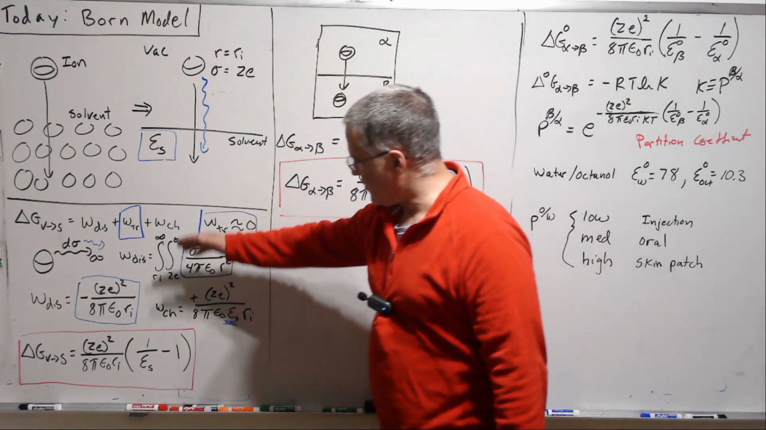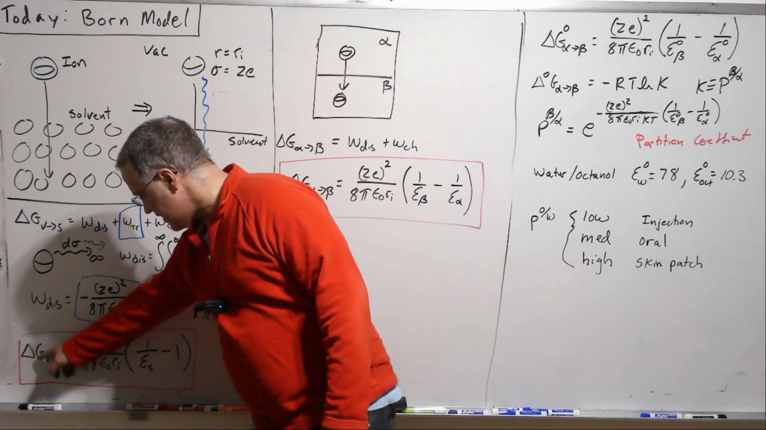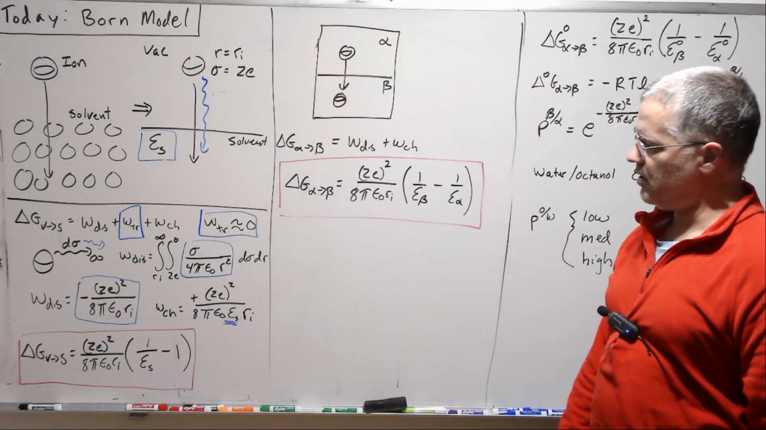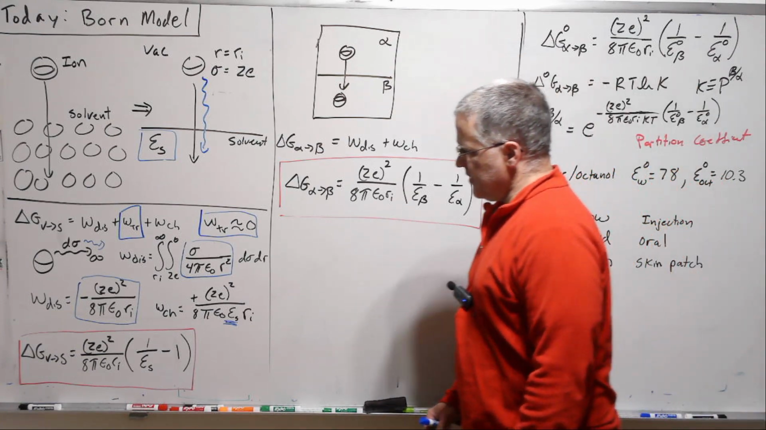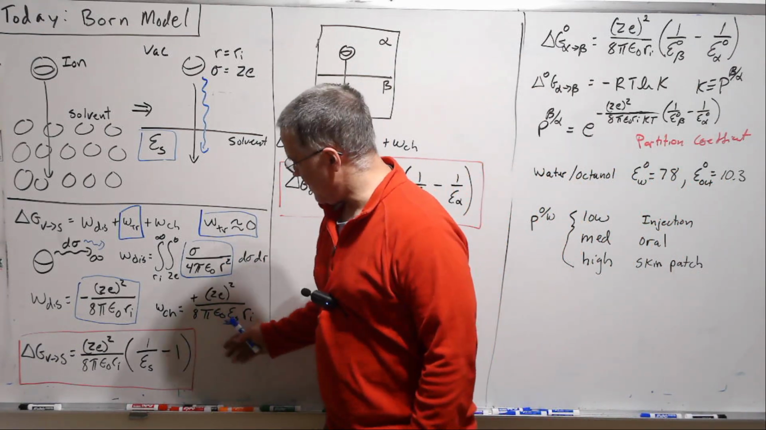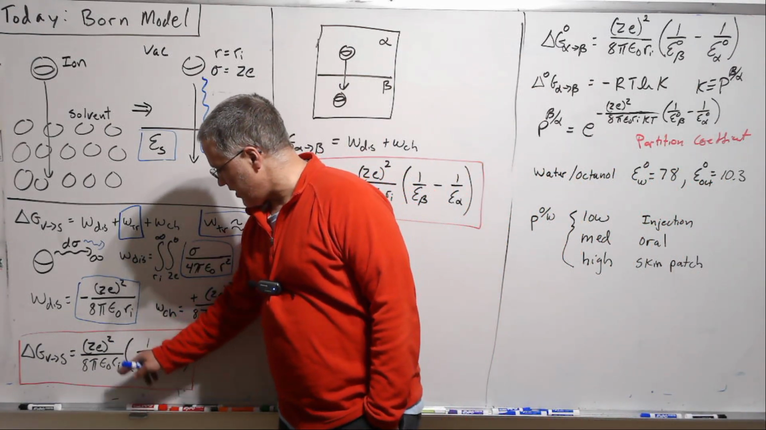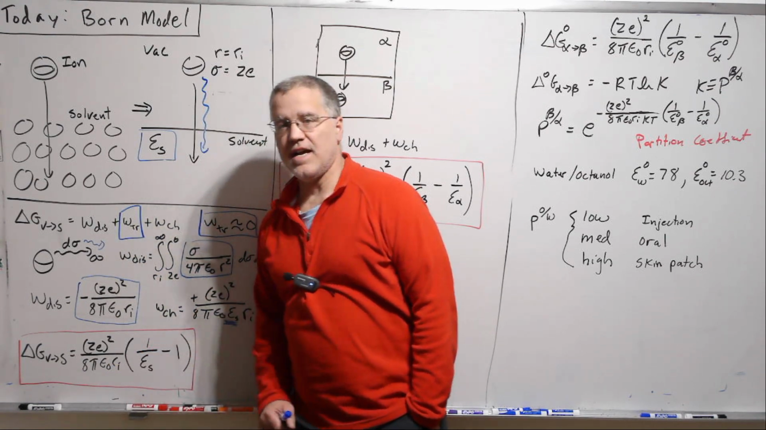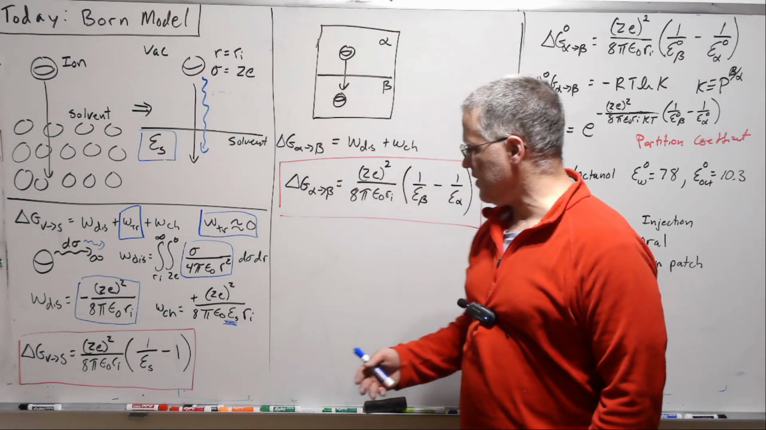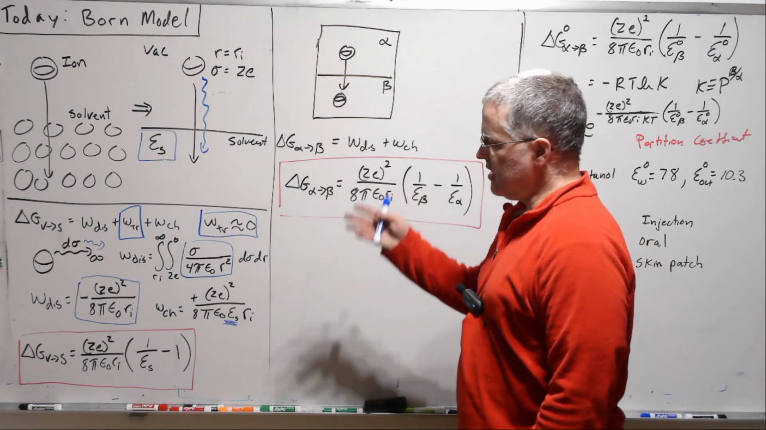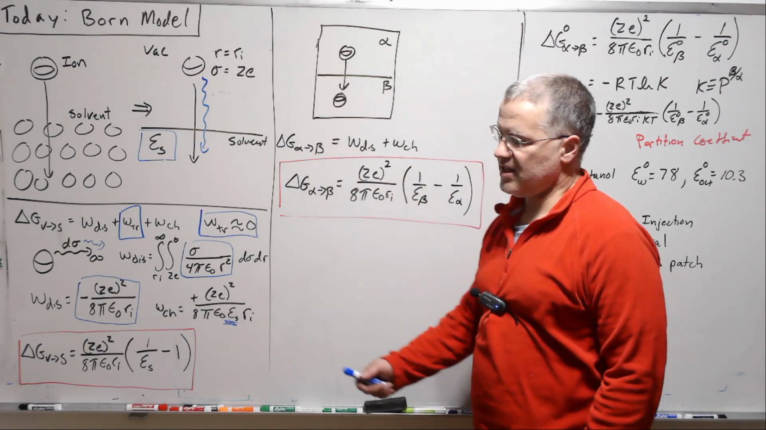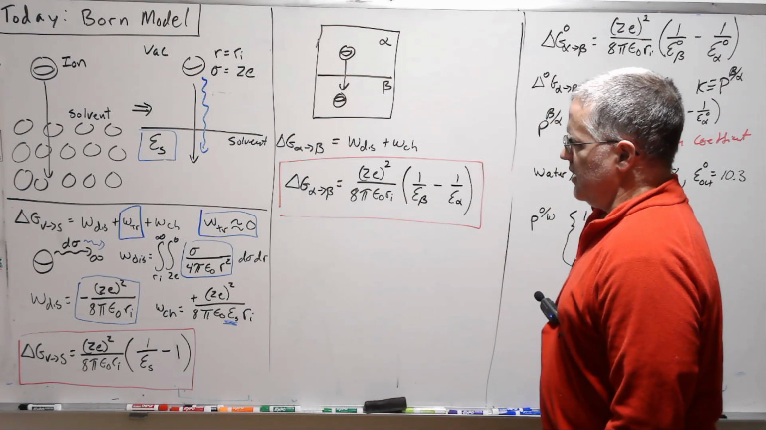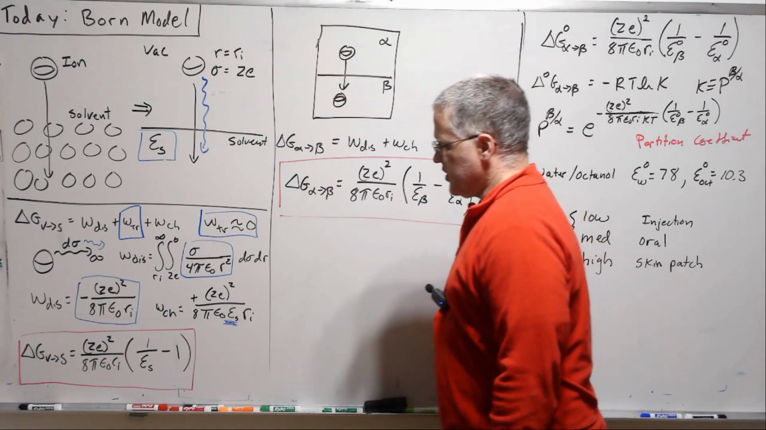So then we can add these all together, and we get the delta G from vacuum to solution. And this is called the Born model of solvation. So we've got charge squared, and 1 over the radius, and then the dielectric constant. So the parameter of the solvent, the radius of the ion, and the charge of the ion, the oxidation state of the ion, or the charge, are the parameters in the model, the only parameters in the model.